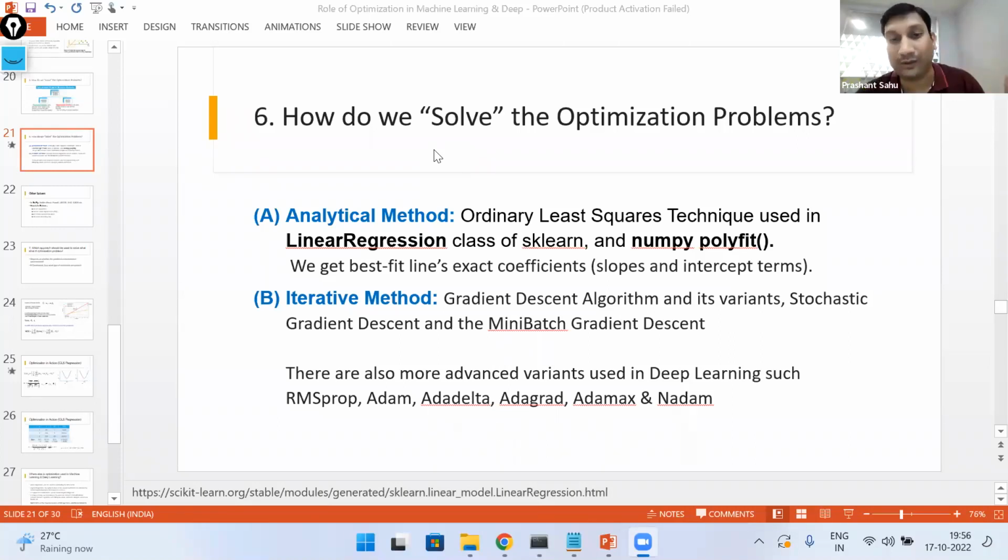And then you have variants for that gradient descent, like stochastic gradient descent, mini batch gradient descent, and some advanced gradient descent techniques which are used in deep learning. Let me show you that.